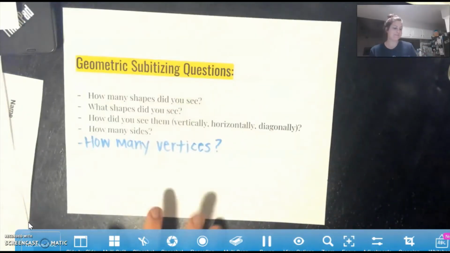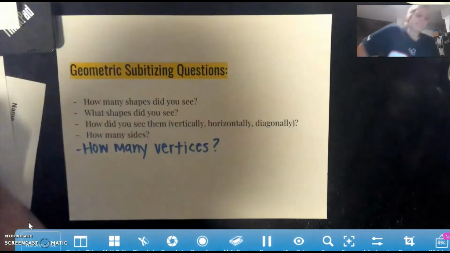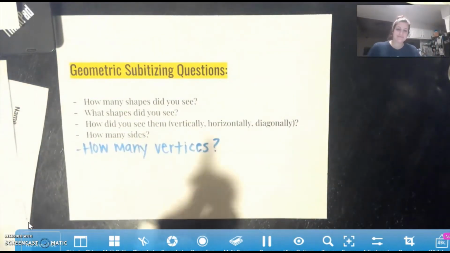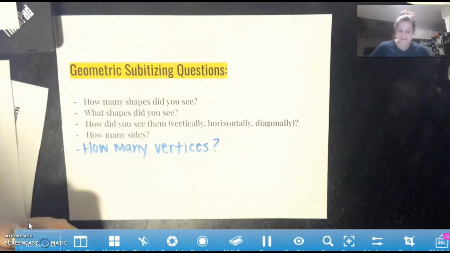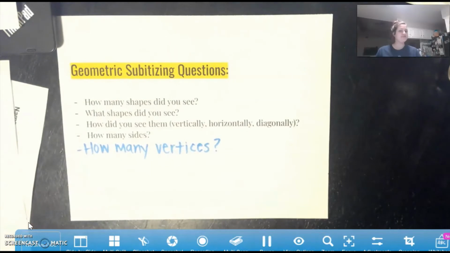Okay, so how many shapes did you see? You saw 2 shapes, that's right. What shapes did you see? That's right, there was a rhombus and a triangle. How did you see them? Were they on top of each other? Were they beside each other? Which one was first? That's right, they were next to each other and the rhombus was first before the triangle.